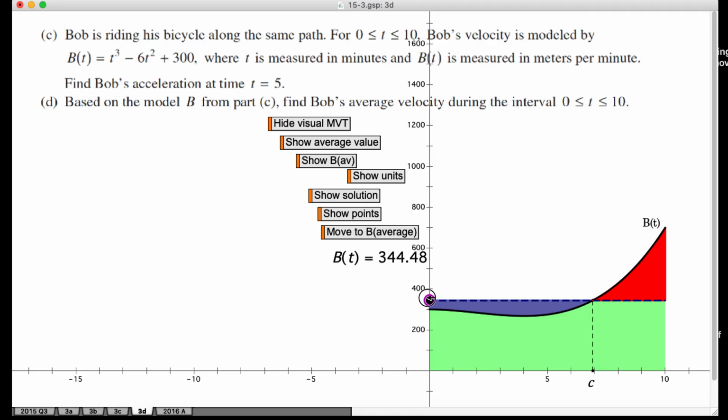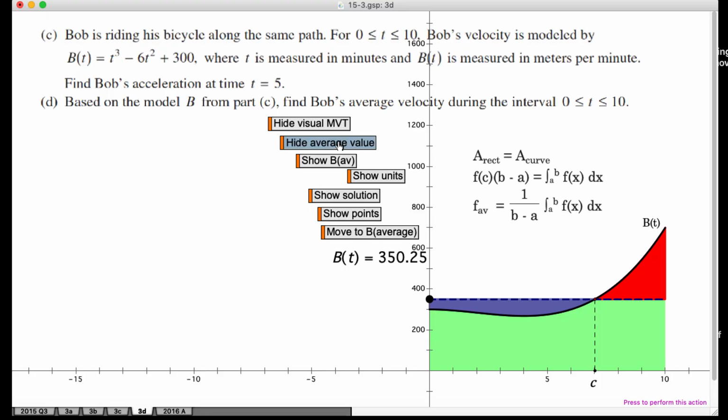I don't know where it is, but I'm just going to play with it, just to give you a little feeling for that. So that's the mean value theorem. It says the area under some curve is equal to the area of some rectangle, using the same base here, 0 to 10 in this case. Okay, so that's how we develop the average value from there.